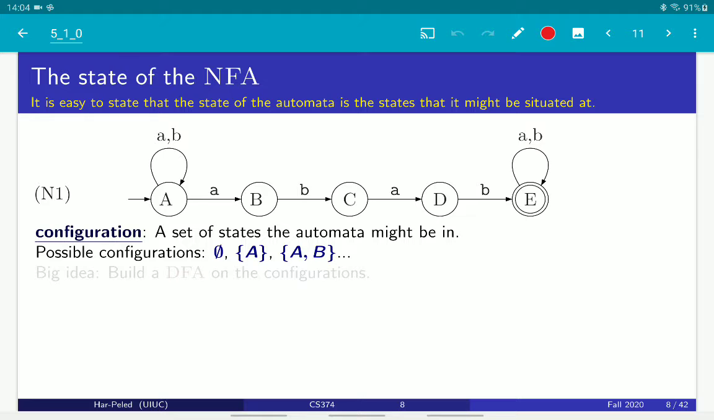Now, if you think about it, what are the possible configurations? Well, any subset of the states is possible, right? So this is really the power set of the states of the original NFA. So the configurations are now members of the power set, right? In particular, the number of configurations is 2 to the power of the number of states in the NFA, right?